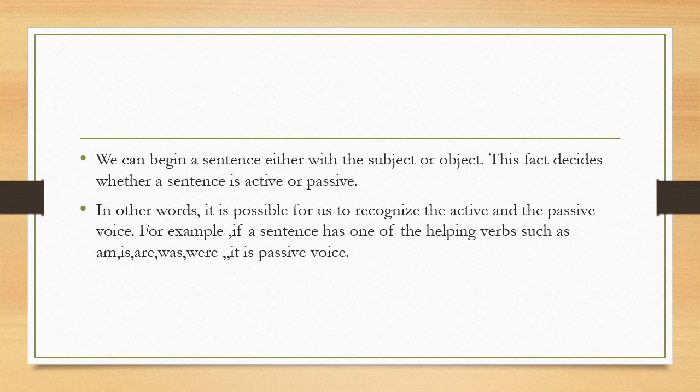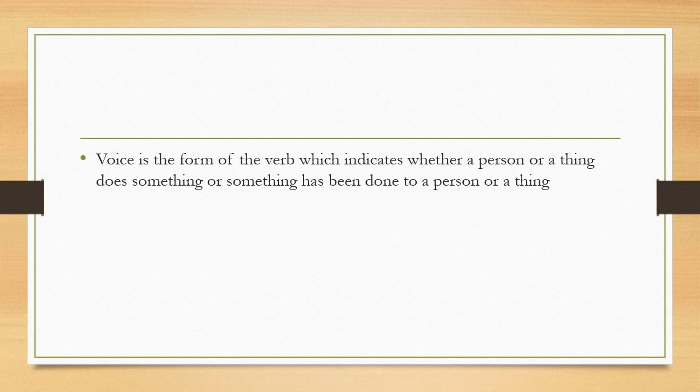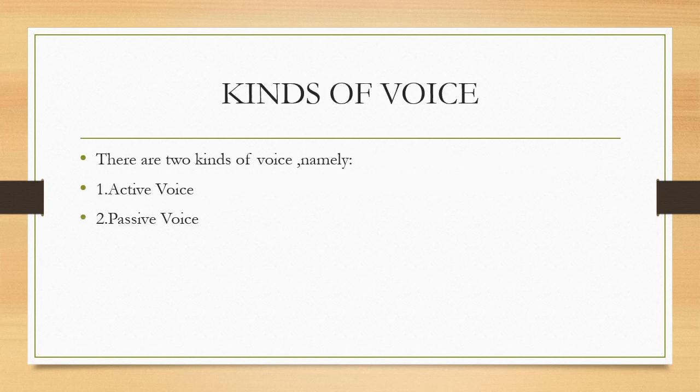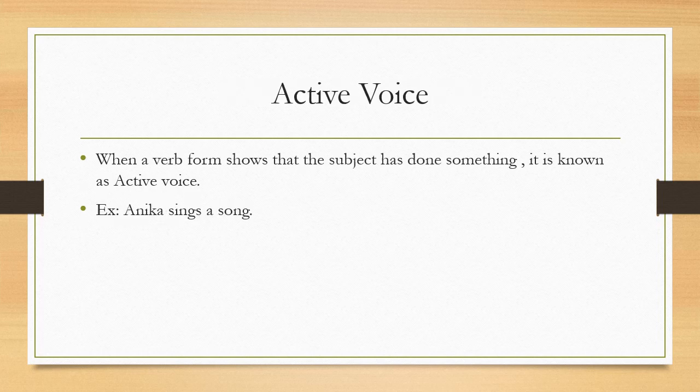For example, if a sentence has one of the helping verbs such as am, is, are, was, were, it is said to be in passive voice. Voice is the form of the verb which indicates whether a person or a thing does something or something has been done to a person or a thing. Kinds of voice. There are two kinds of voice, namely active voice and passive voice.